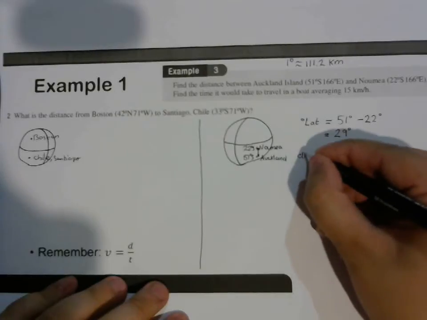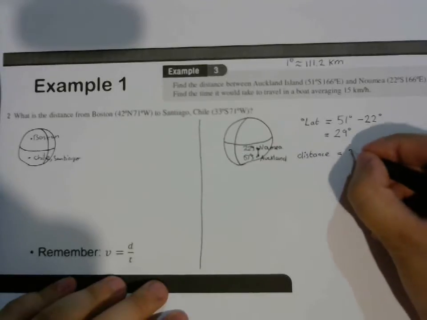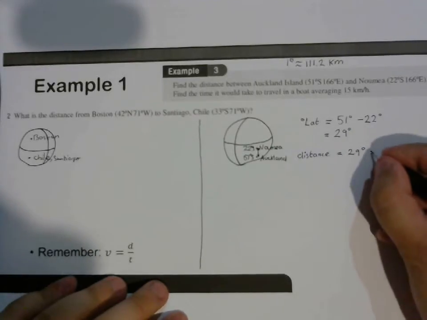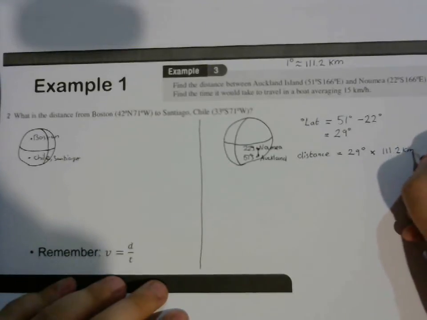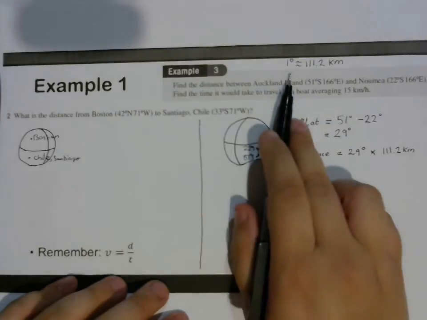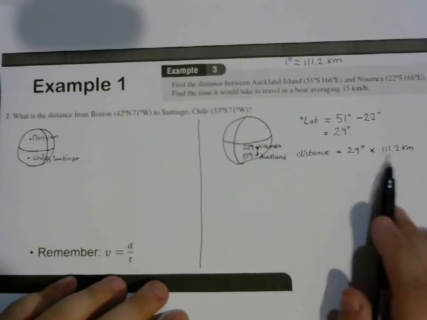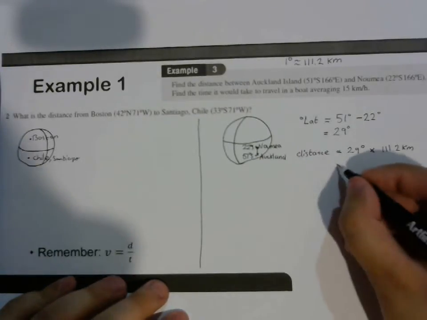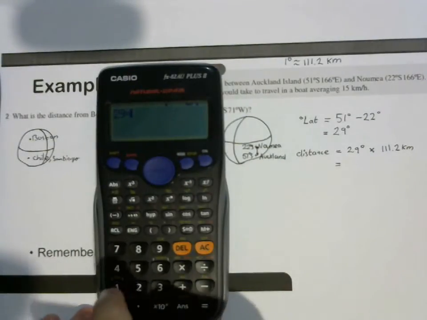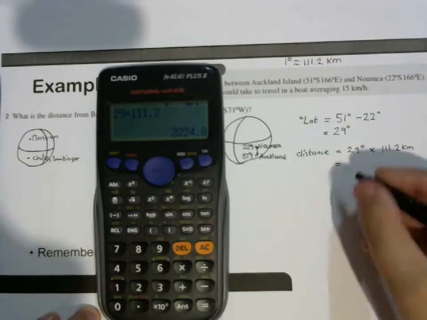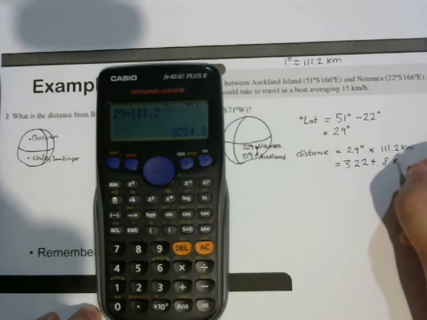Now to find my distance, I'm going to multiply 29 degrees by our rule, which was 111.2 kilometers. So that's using this rule. 1 degree is that. So 29 degrees is going to be 29 times 111.2. Grabbing my calculator. 29 times 111.2 equals 3,224.8 kilometers.